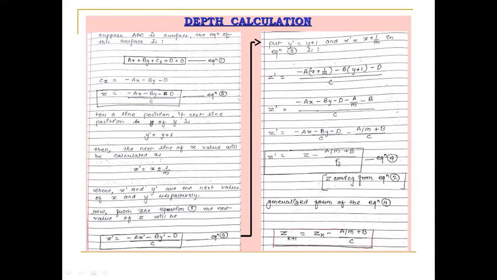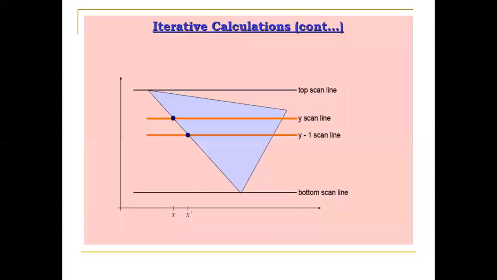So which is the next pixel in order to display. We can generalize this z value or the depth value as z(k+1) is equal to z(k), right? So that is, the previous value is zk, the next value is k plus 1. So z(k+1) will be equal to zk minus a divided by m plus b, whole divided by c, right? So this is the generalized form of your equation which is basically used for depth calculation.